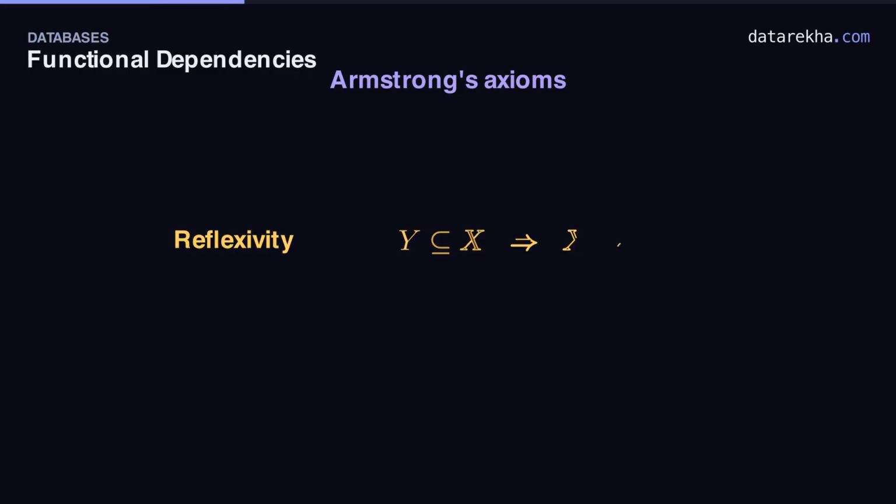Given a few dependencies, many more follow for free. Armstrong's three axioms generate every one that must hold. Reflexivity is the obvious one. If Y is part of X, then X determines Y. You already have it. Every trivial dependency is just reflexivity in disguise.